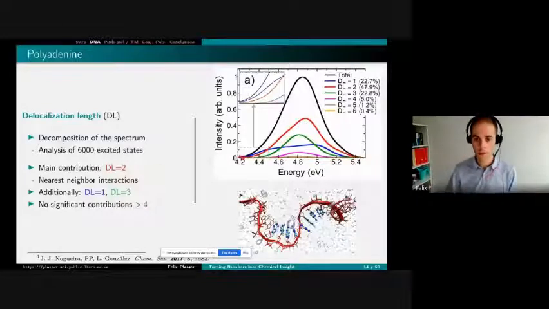So the total spectrum is shown here in black. I hope you can see my laser pointer. Goes here. And then, for example, the next important contribution is in red. That's delocalization over 2 bases. And then comes 1 and 3. And the highly delocalized ones come down here.